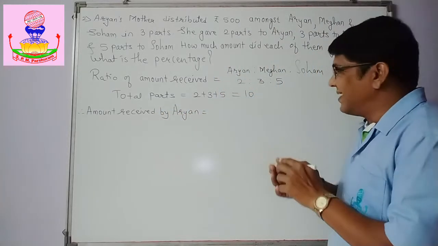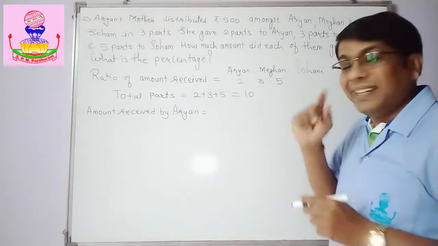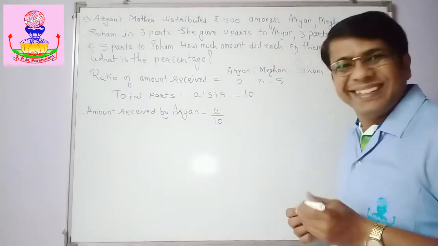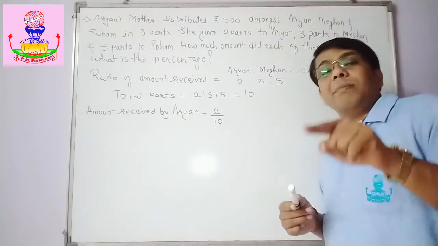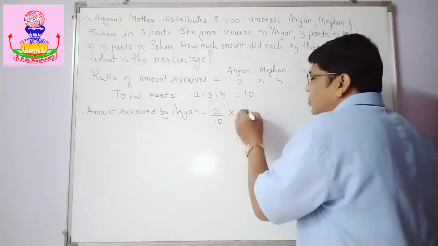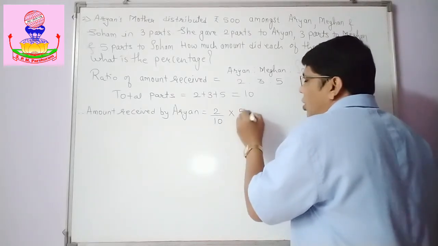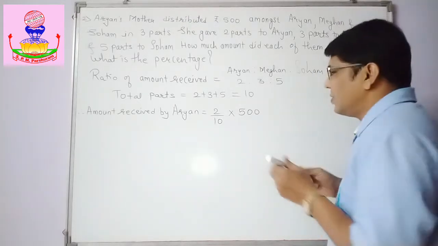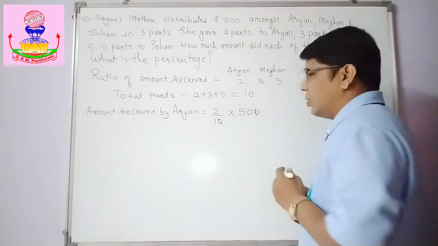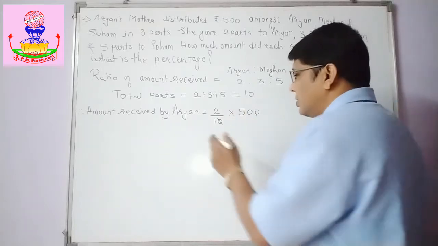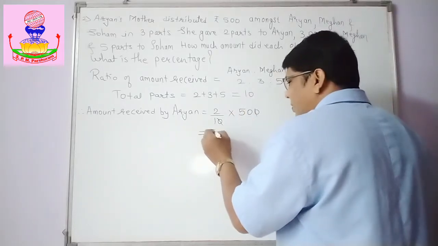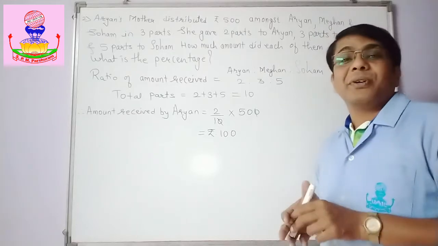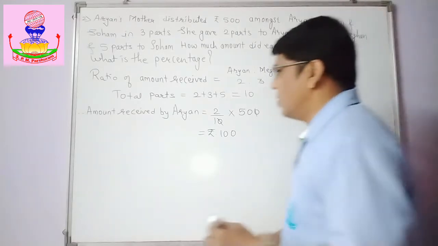He received 2 parts. Total parts, how many? 10. So 2 upon 10. Okay, and what is the amount? 2 upon 10th part of 500. So multiplied by 500. Here you see, the 0 gets cancelled. 5 times 2, how much is it? 100 rupees. Aryan got 100 rupees.